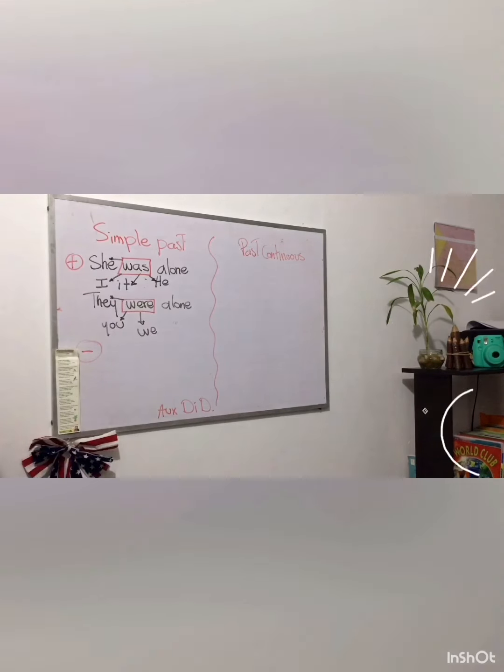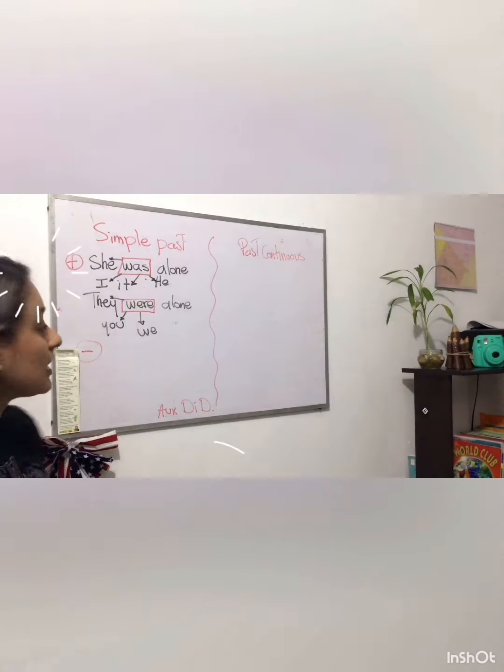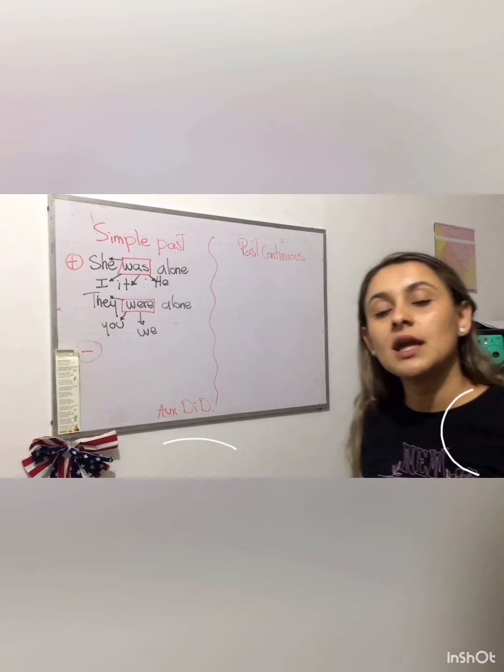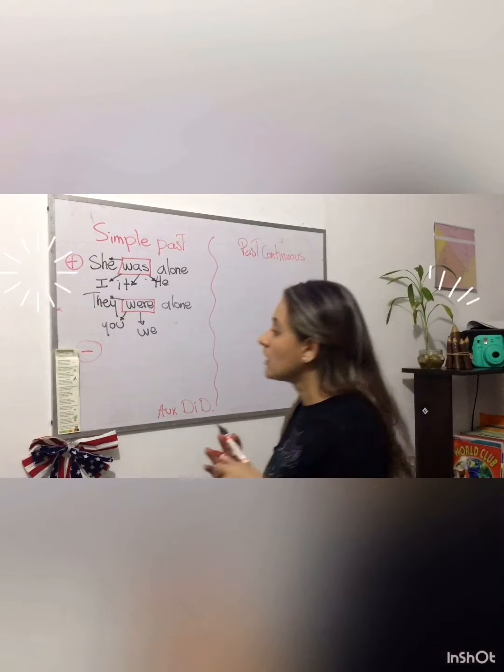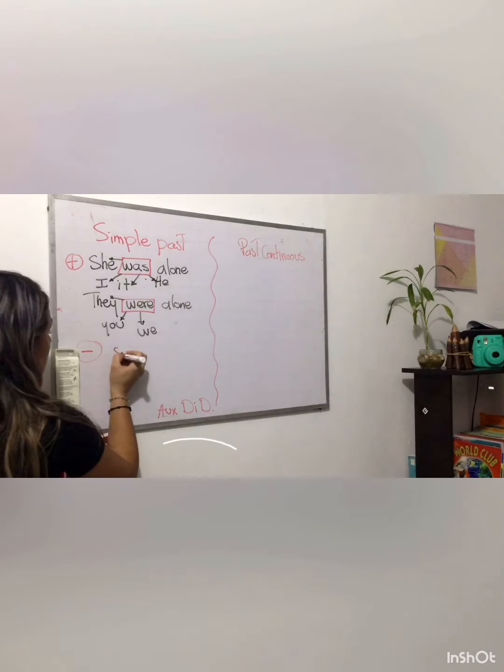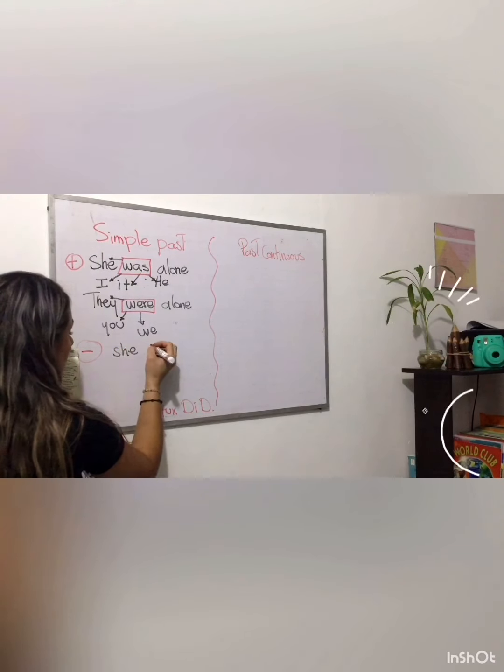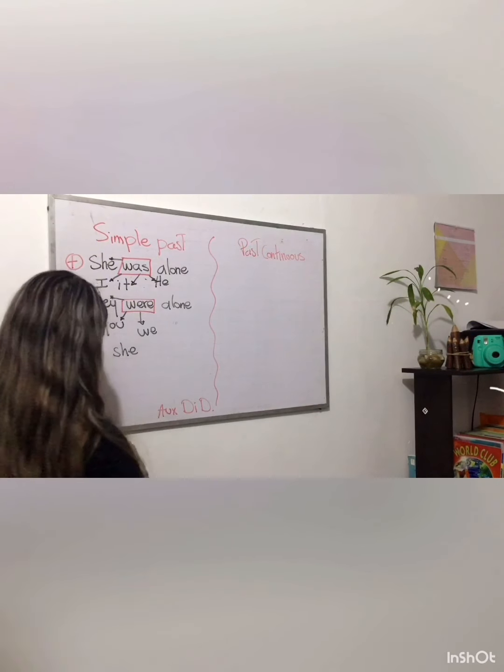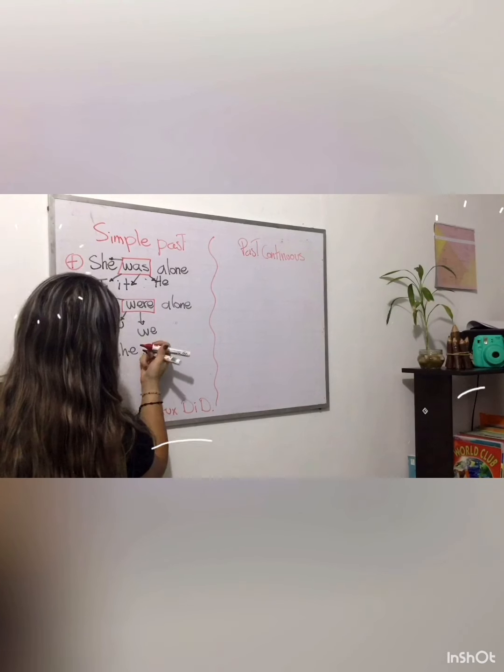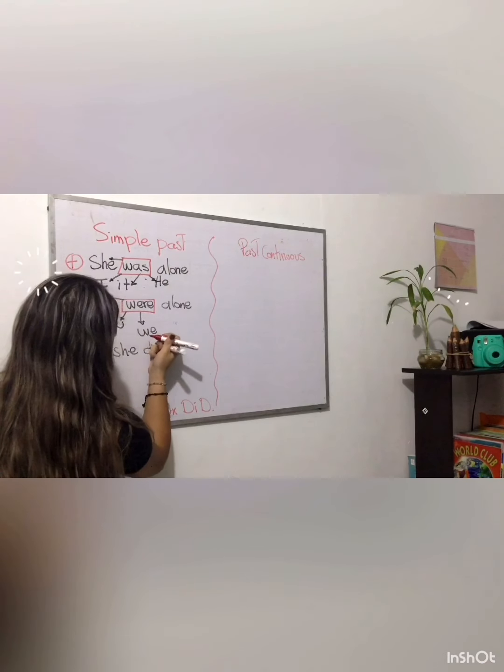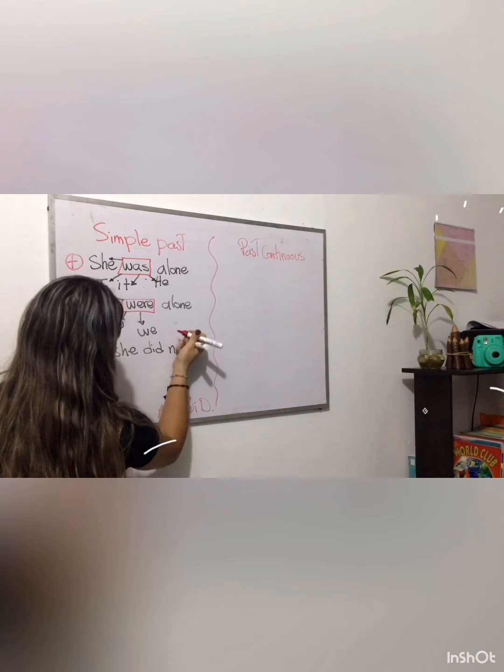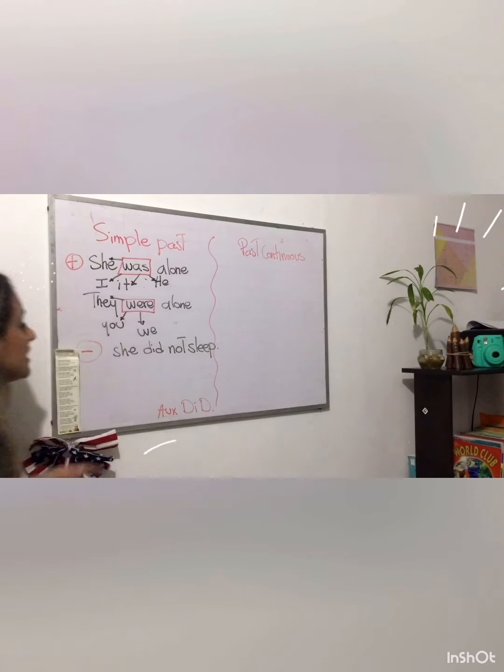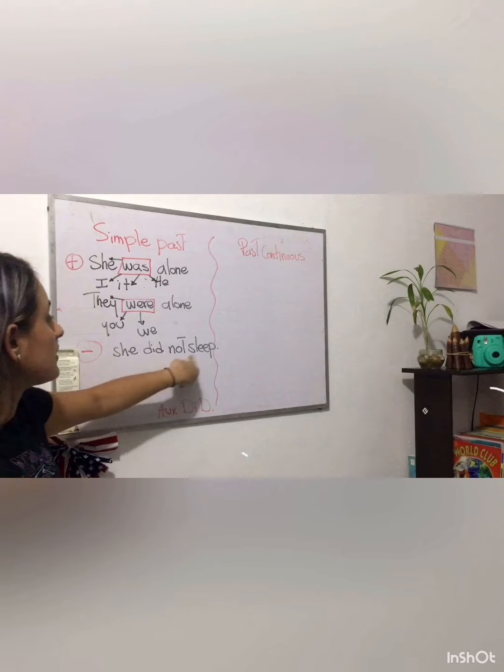There we go. And then we're going to check on the negative. The only thing you need to do is add the auxiliary and the word not. Okay? So let's do it. She did not sleep. Okay? She did not sleep.